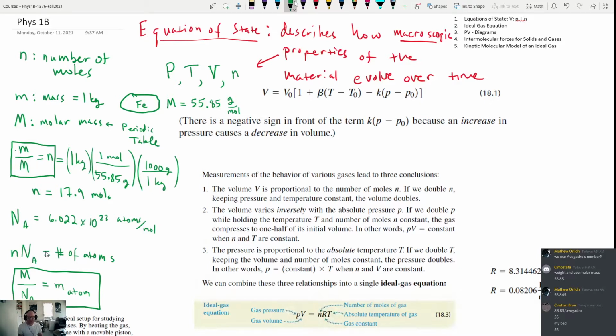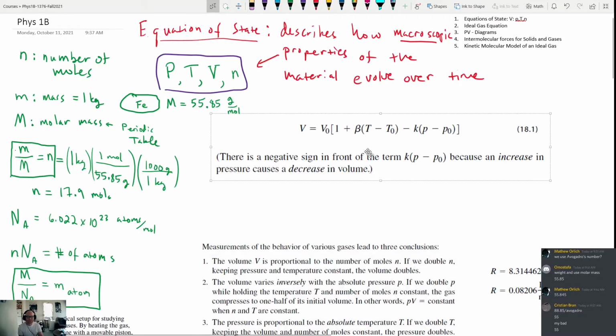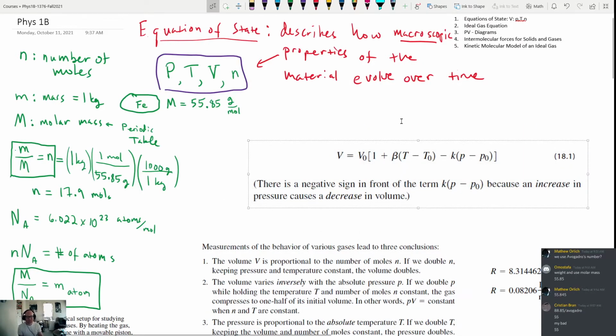Okay, so let's get into an equation of state, now that we know this. To refresh, with an equation of state we want to talk about how macroscopic variables such as pressure, temperature, volume, and this new one, the number of moles, relate. We've probably talked about pressure, temperature, and volume already, but the number of moles is the new one. So now we want to describe how these properties change. I'm going to give you two of them. This first one is for a solid. This would be the equation of state for the solid.